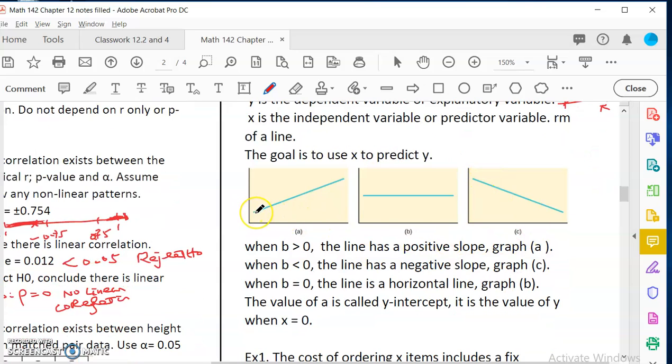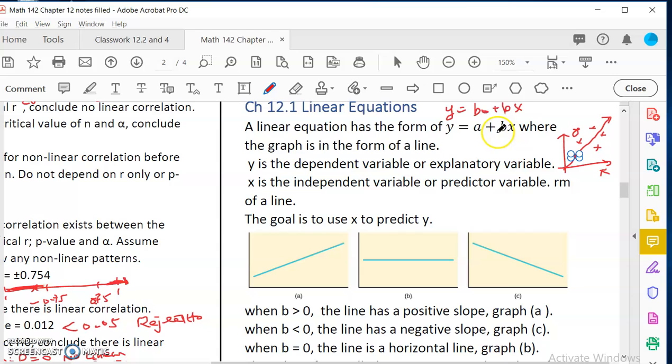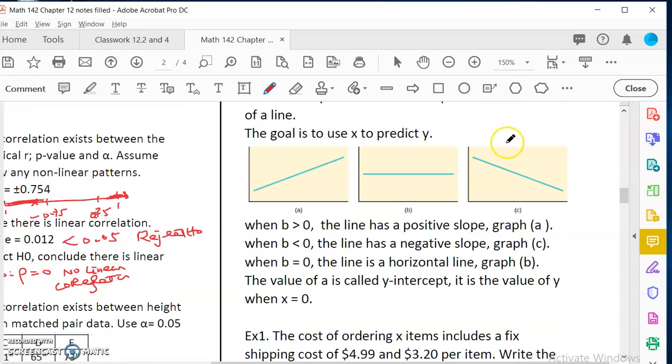So if you have an upward trend and a line like this, then B, which is the coefficient that multiplies X, is positive. Then we say it has a positive slope, like graph A. If B is less than 0, then the graph has a negative slope, like graph C. And if B is 0, the line has a horizontal slope. It's just a horizontal line that corresponds to no correlation.